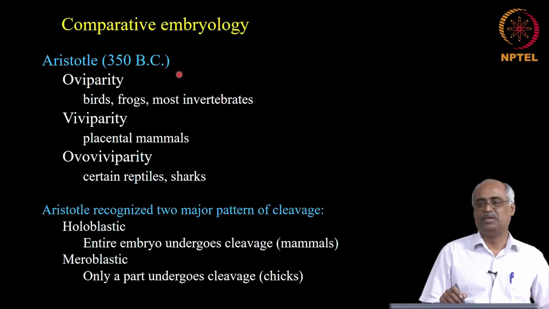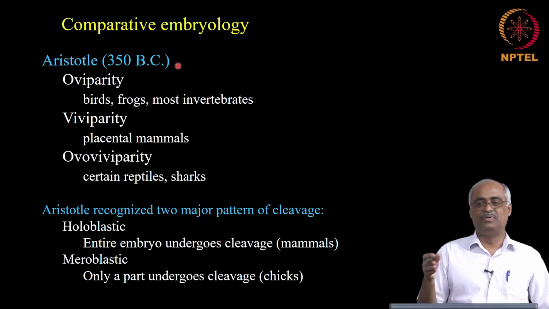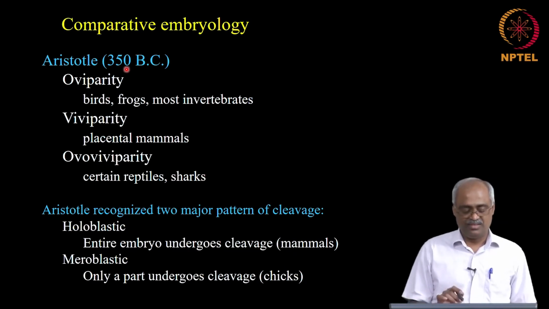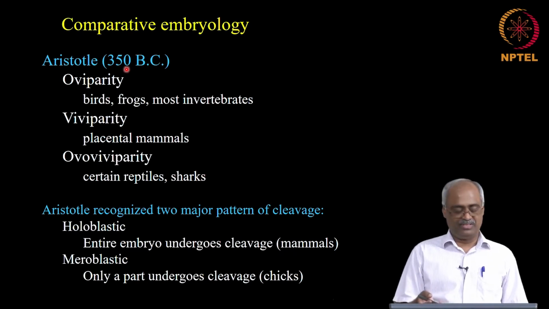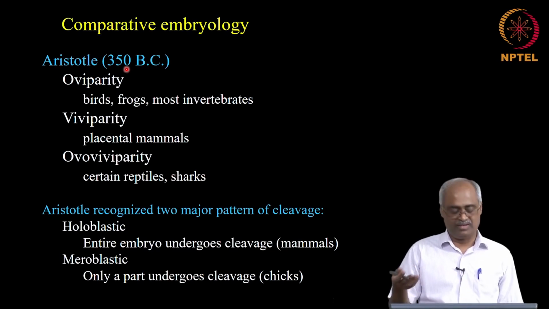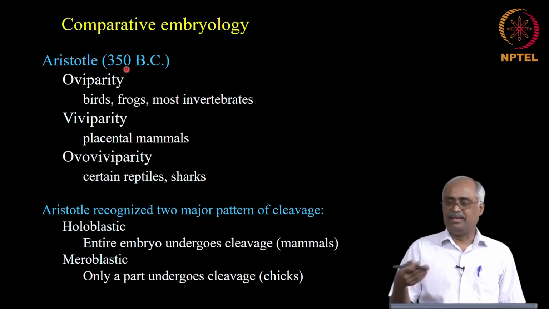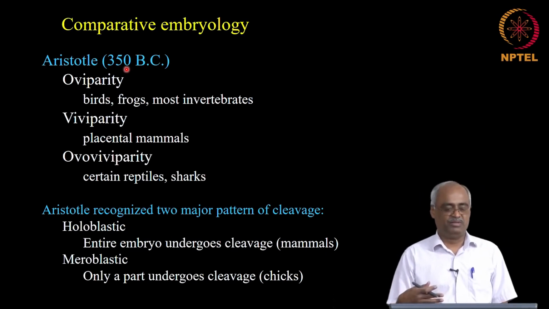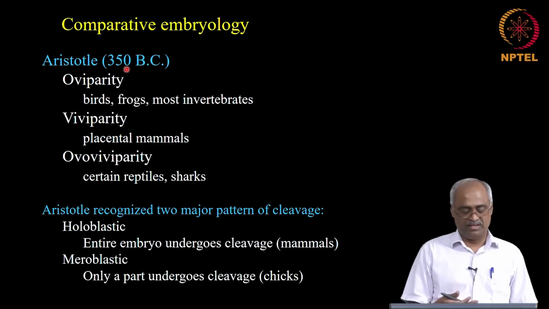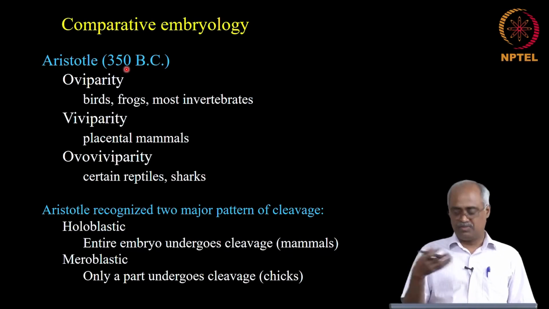Okay, he was the first one to observe and note the variations in the way the initial stage starts. For example, he identified that certain organisms like frogs, birds and many invertebrates all lay eggs, and from the egg the new individual organism comes out. And then he noticed that in placental mammals, the entire embryo develops inside the mother's body. So he called that viviparity, coming from the body, and oviparity coming from the ovum.